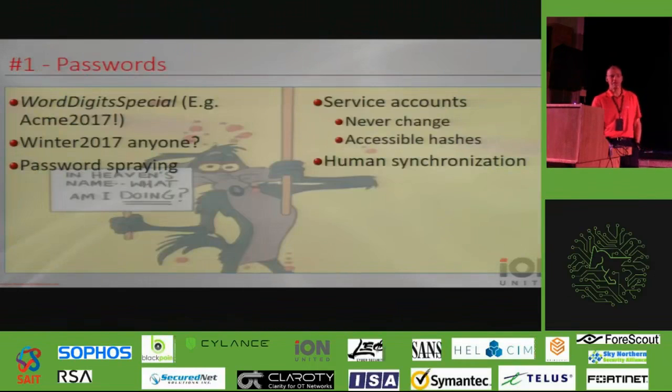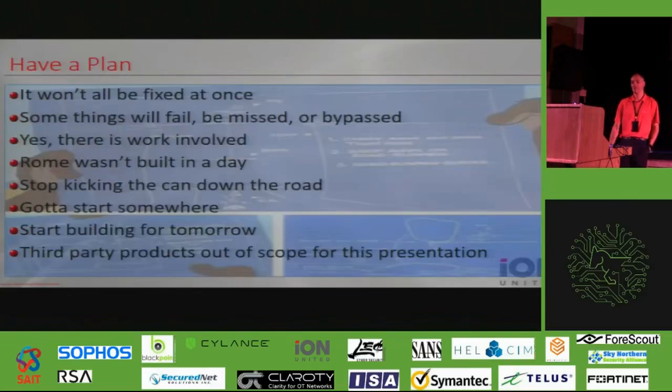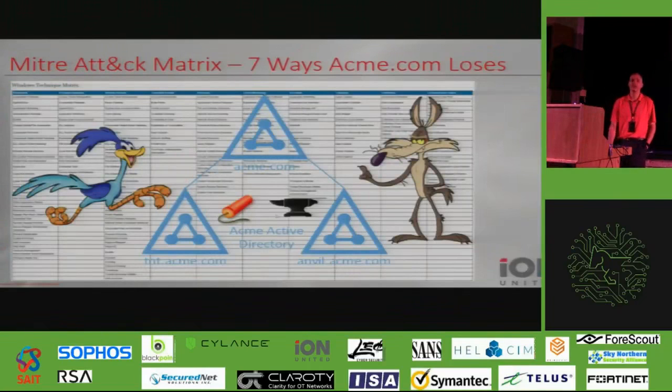So, just coming back to the attack matrix, in this presentation anyways, I've come up with 7 ways that acme.com is going to lose. Just general classes of attacks that acme.com is going to fall victim to, and what we can do about it.